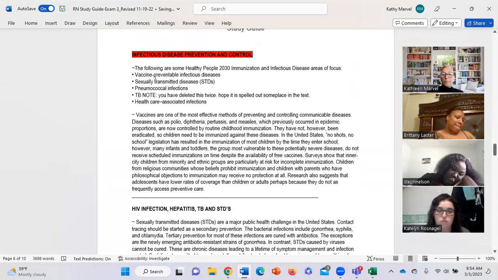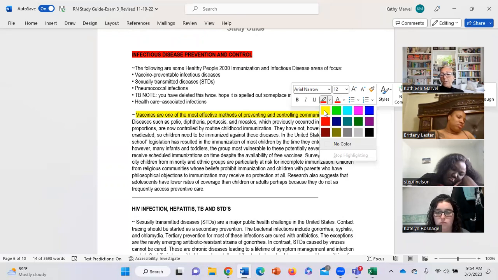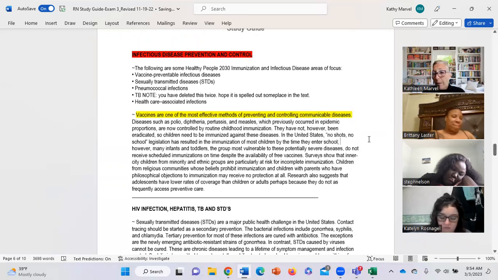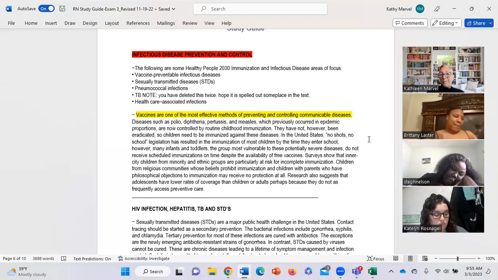Okay. Here we're talking about vaccines, STDs, TB. When we're working with families, we need to make sure that they know that vaccines are the most effective method of preventing and controlling communicable diseases. I worked in the schools for 20 years. There's families that don't want to get their kids vaccinated. That's fine, right? All we can do at that point is try and educate them that vaccines are truly the most effective method of preventing and controlling communicable diseases.